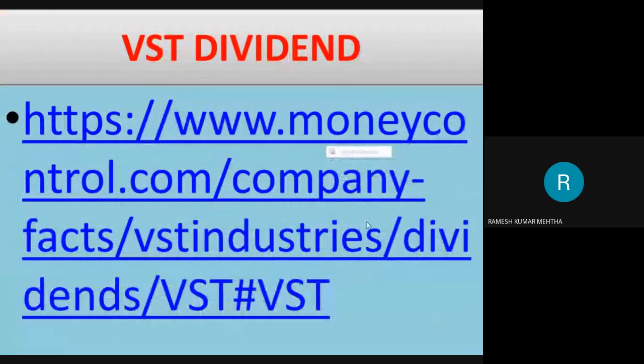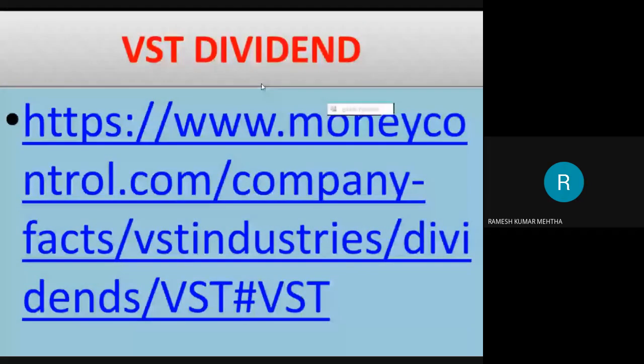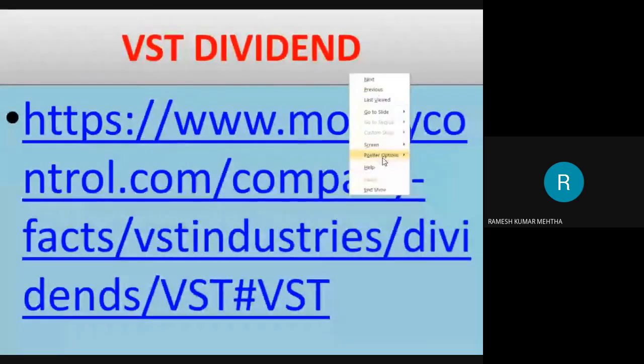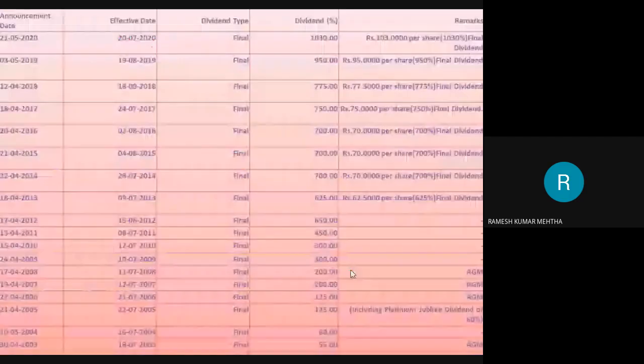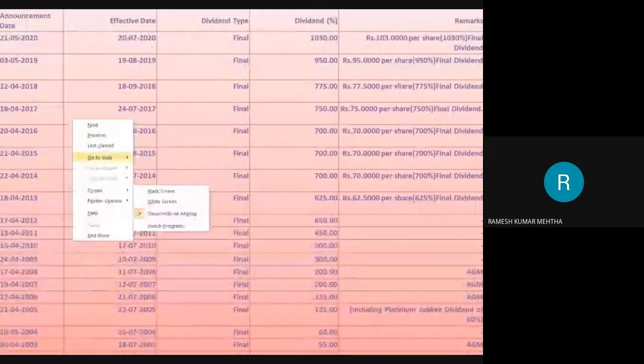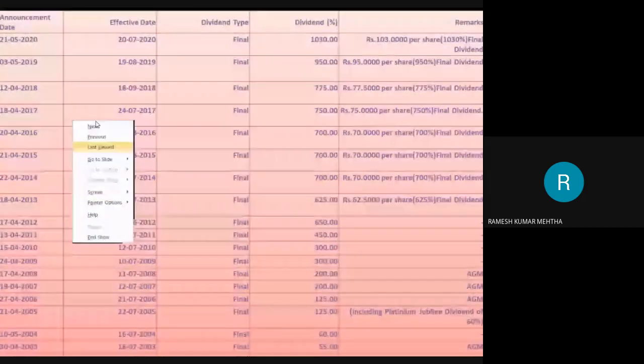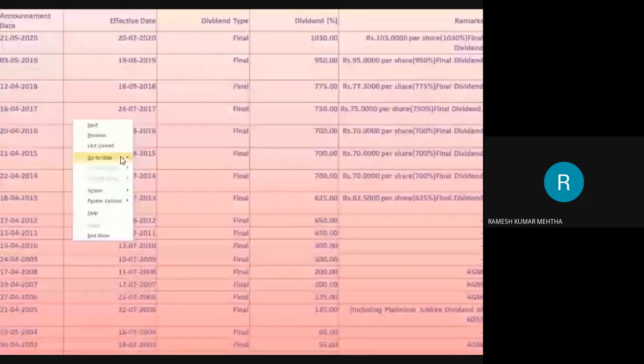Next one, another company is there. I will just give a thorough understanding about VST Industries. VST Industries, the website or the URL, you can take a note and explore the details about VST. So this company's market price in the year 2010. The market price of this particular, a very beautiful concept I'm going to tell you at this point of time. Please listen to me carefully.